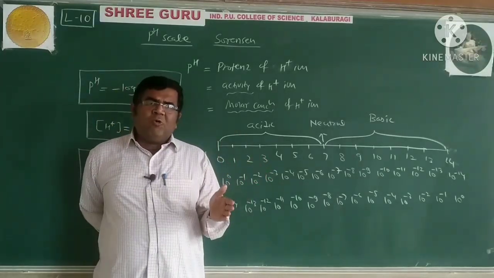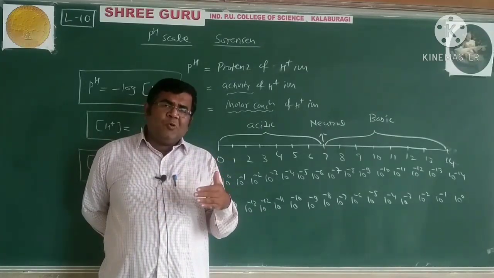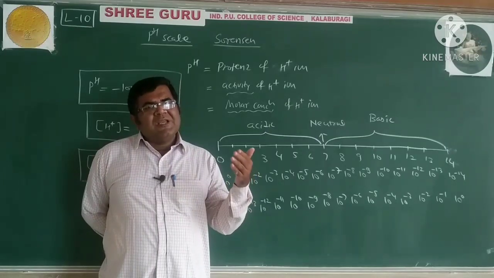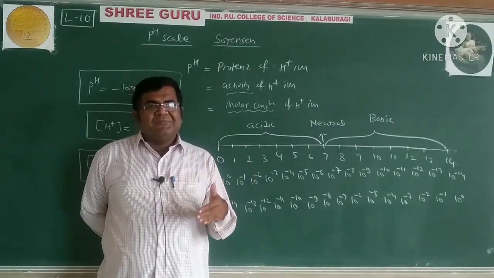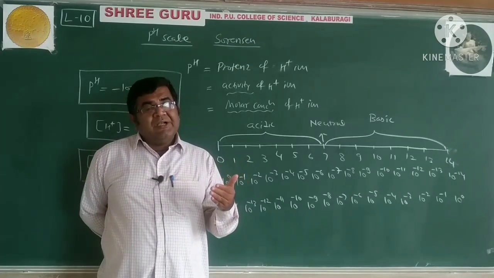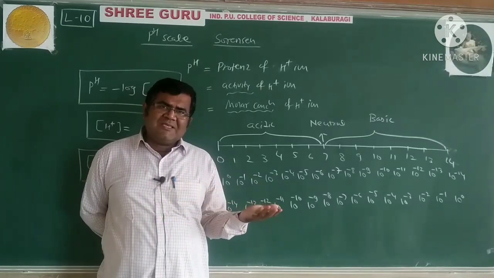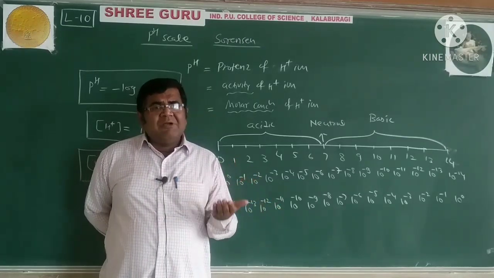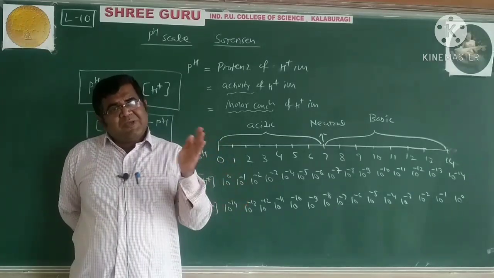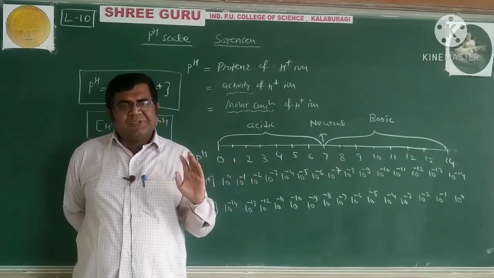If pH is 4, we say it is acidic. Why? Because pH 4 means H plus ion concentration is 10 raised to minus 4. It means OH minus ion concentration is 10 raised to minus 10. H plus ion concentration 10 raised to minus 4 is greater than OH minus ion concentration 10 raised to minus 10, so the solution is acidic. If pH is 7, H plus ion concentration is 10 raised to minus 7 and OH minus ion concentration is 10 raised to minus 7. Both are equal. That's why it is neutral.